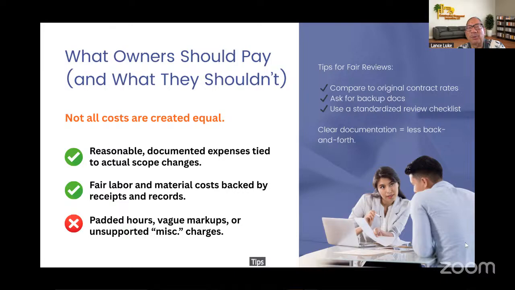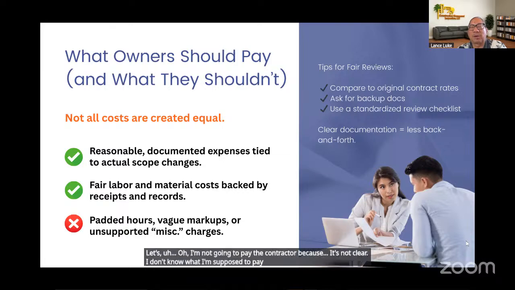Tips for fair reviews. When you're reviewing the change order documentation, compare the change order documentation to the original contract rates. Ask for backup documents. Use a standardized review checklist. Clear documentation equals less back and forth, less arguing, less, oh, I'm not going to pay the contractor because it's not clear. I don't know what I'm supposed to pay. I'm not paying this extra cost. How did this extra cost come up anyway?